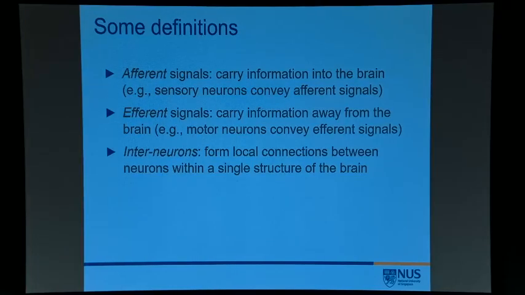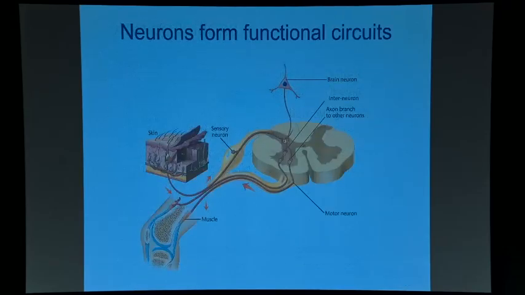Okay, and so the significance of these signals that neurons are sending to each other becomes apparent when you look at how neurons are organized into networks or into circuits. So generally the neurons in our brain and body are organized into circuits that are able to achieve some particular function.